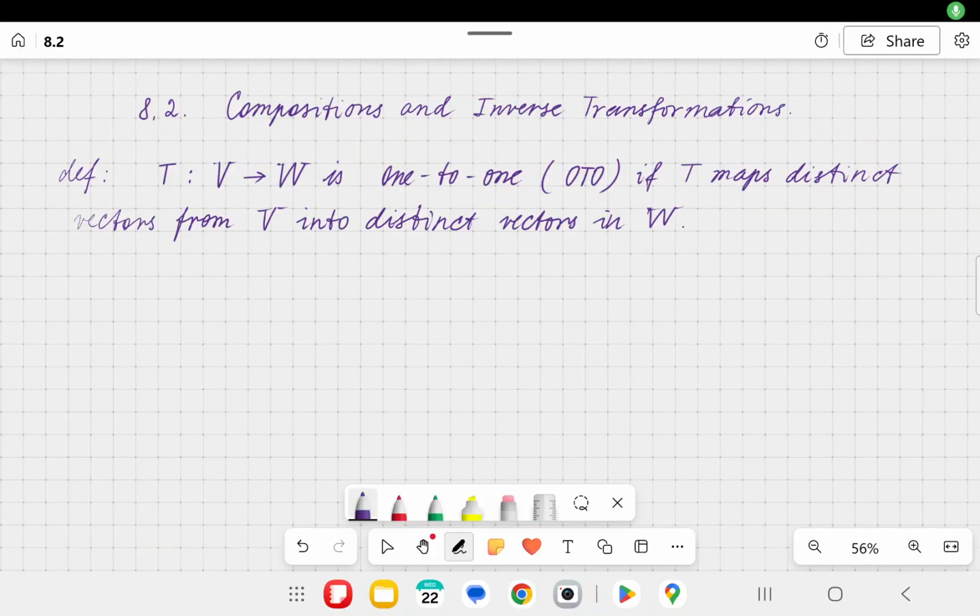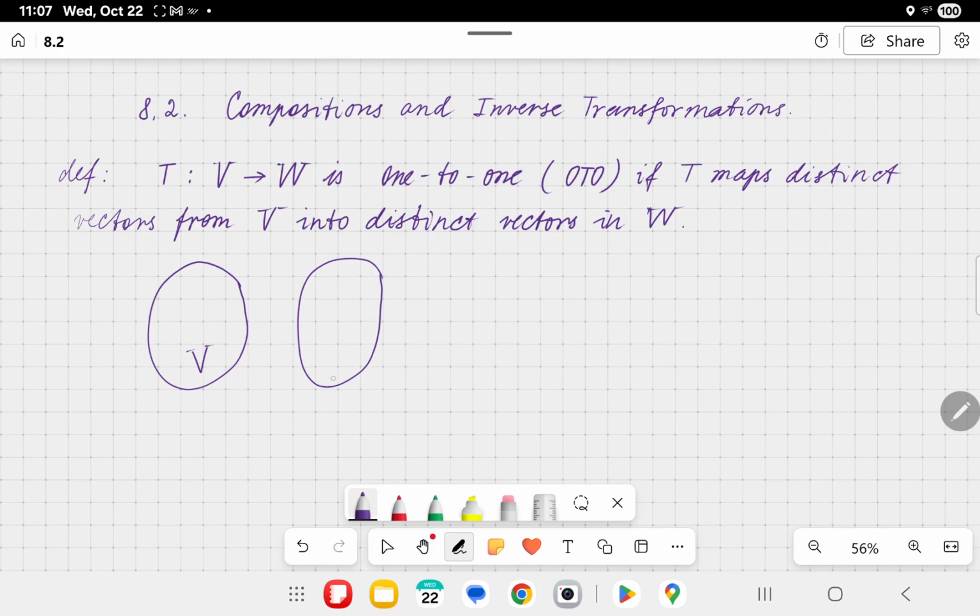Hello everyone, we are going to start section 8.2 today, talking about compositions and inverse transformations for general linear transformations. We're going to start with a definition. Transformation T is called one-to-one if it maps distinct vectors from space V into distinct vectors in space W.